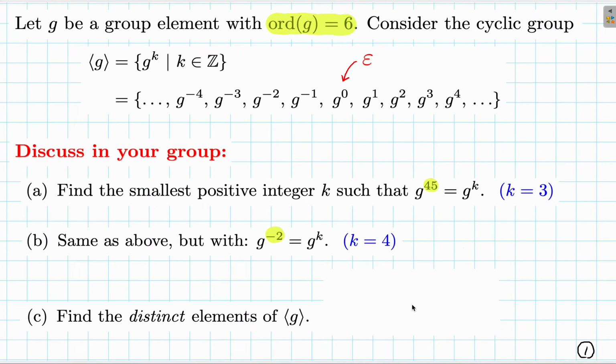And then the distinct elements of bracket G happen to be the following 6 elements. G to the 0, which is the identity, G to the 1st, 2nd, 3rd, 4th, and 5th, and then G to the 6th is back to the identity element again. So those 6 elements are the distinct elements of bracket G.